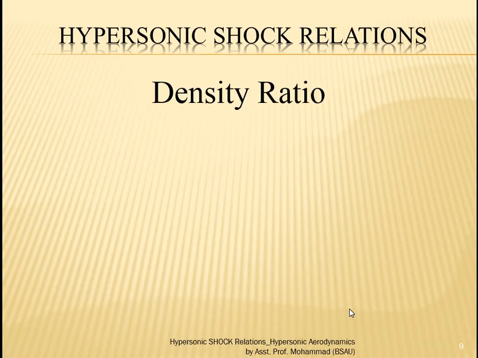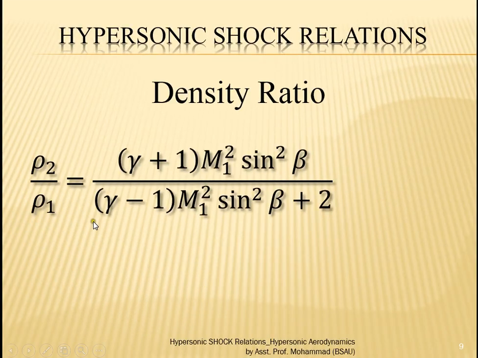We can do a similar treatment with the density ratio. Here is the exact relation of the density ratio across an oblique shock. Again, this M² sin²β is very large, so this whole thing can be larger than the 2, so 2 is negated. Once the 2 is negated, these M² sin²β cancel each other.